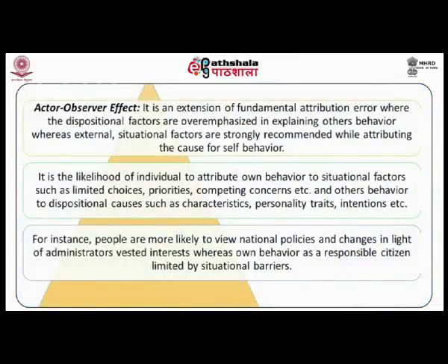First, actor-observer effect. It is an extension of fundamental attribution error where the dispositional factors are overemphasized in explaining others' behavior, whereas external, situational factors are strongly recommended while attributing the cause for self-behavior. It is the likelihood of individual to attribute own behavior to situational factors such as limited choices, priorities, competing concerns, etc., and others' behavior to dispositional causes such as characteristics, personality traits, intentions, etc.